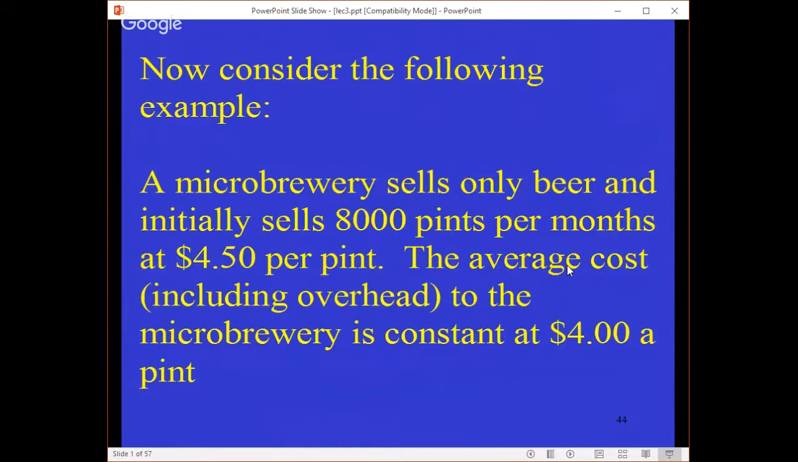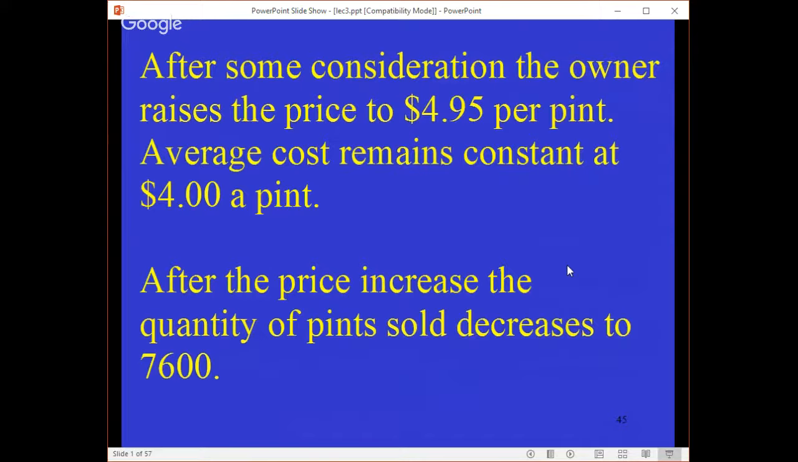It's right there. I was just waiting to make sure everybody was talking. So now, I raised it to $4.95. My cost remains the same, $4 a pint, again including overhead. And when I do that, instead of selling 8,000 pints, I sell 7,600 pints. So what I'd like you guys to do is calculate the own price elasticity of beer in this microbrewery.